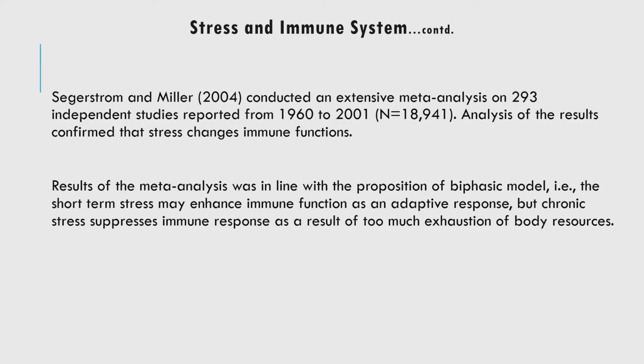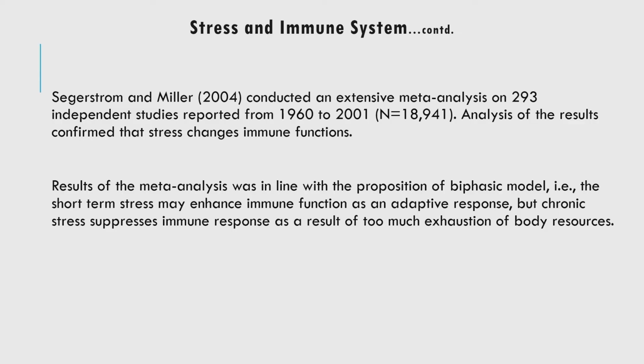So in 2004, two researchers, Segerstrom and Miller, conducted an extensive meta-analysis. A meta-analysis is basically an analysis of already analyzed studies, an analysis of the analysis. That is why it is called a meta-analysis. They took about 293 independent empirical studies, from 1960 to 2001, which reported the connection between stress and health, and stress and the immune system.